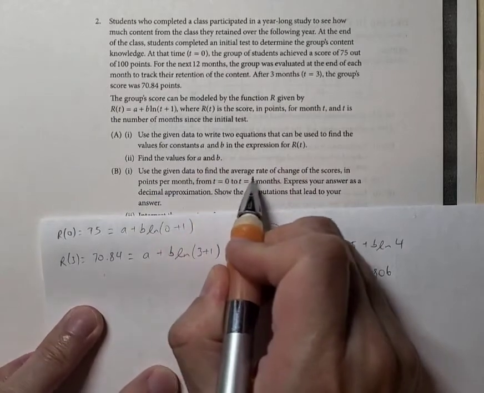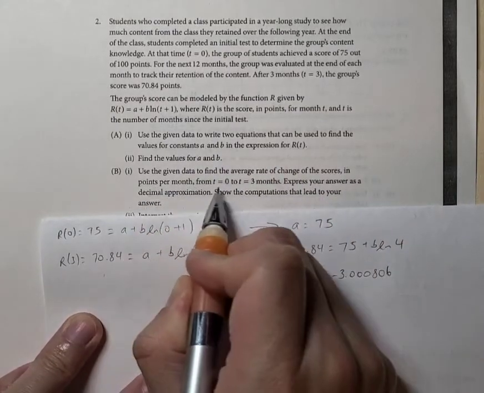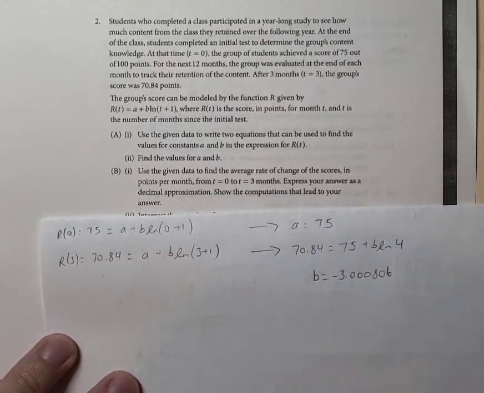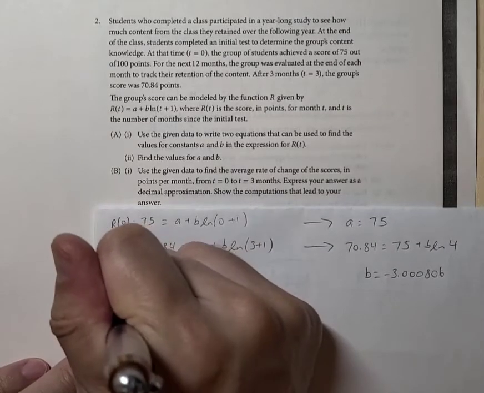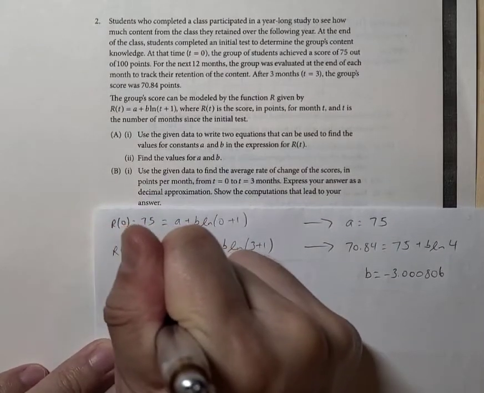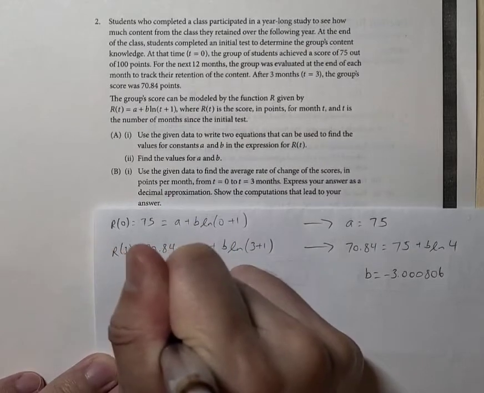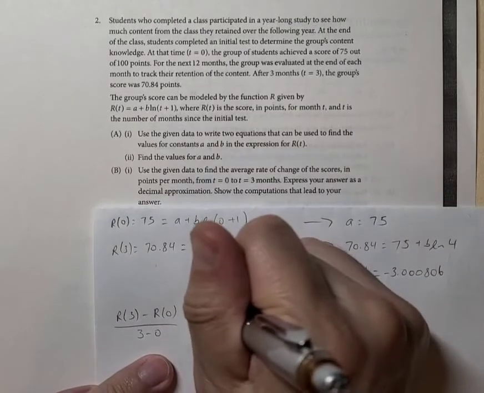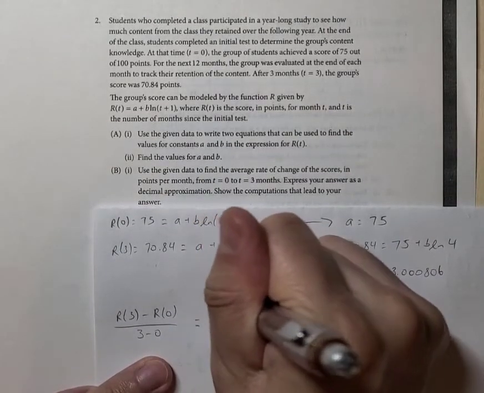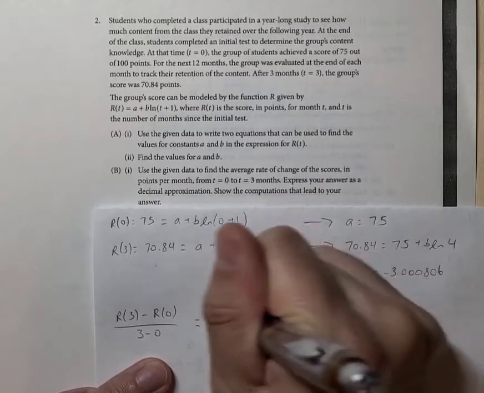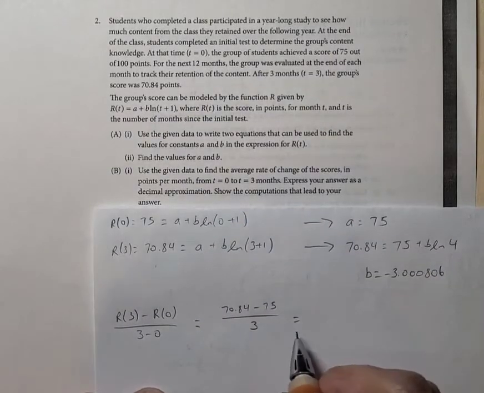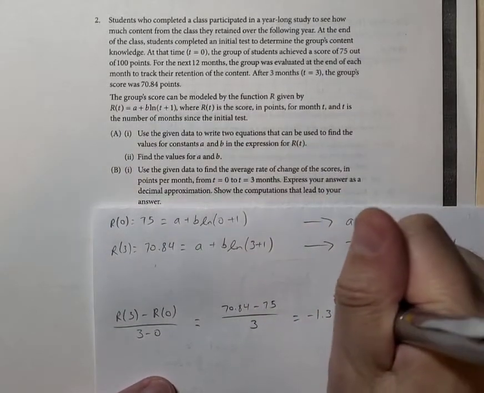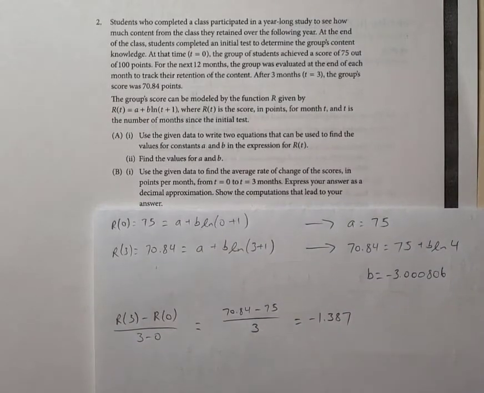Use the given data to find the average rate of change of the scores in points per month from t is 0 to t is 3. Express your answer as a decimal approximation. Show the computations that lead to your answer. So average rate of change is very simple. It's just r of 3 minus r of 0 over 3 minus 0. Okay, so we need to use a calculator for that. So it'll be, well, r of 3, they give us 70.84, minus r of 0 is 75, over 3. So putting this in your calculator, you should get minus 1.387. I rounded, okay?